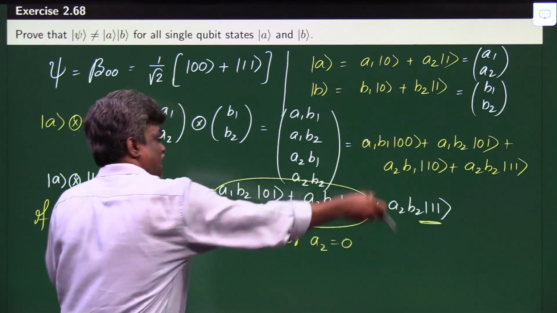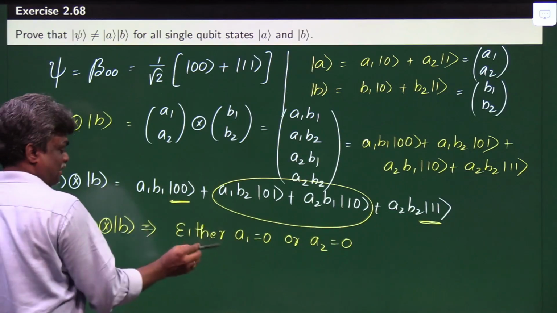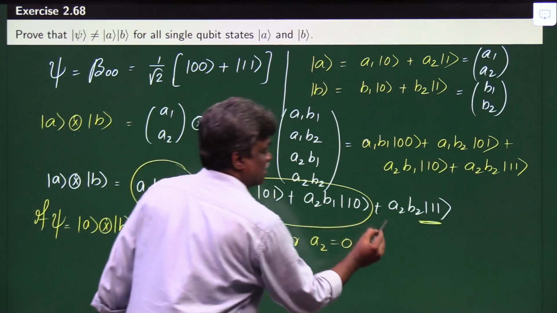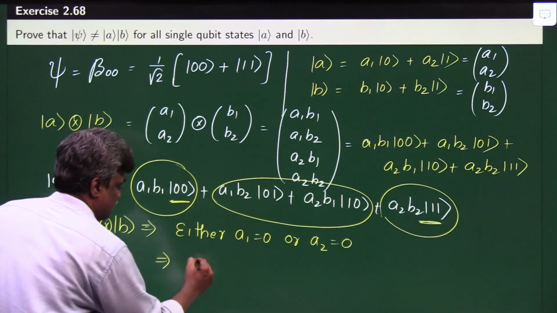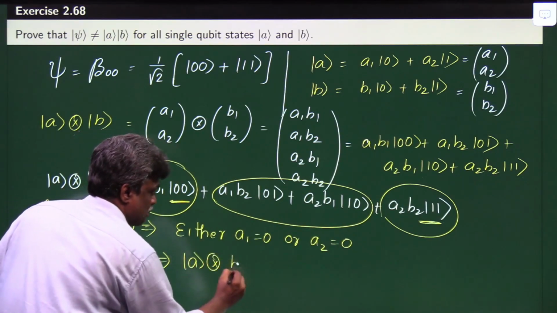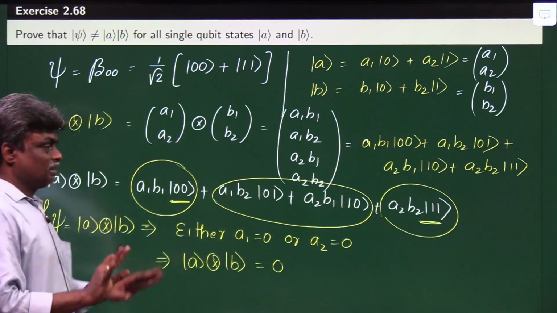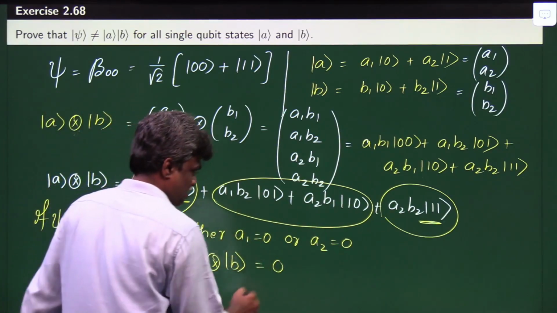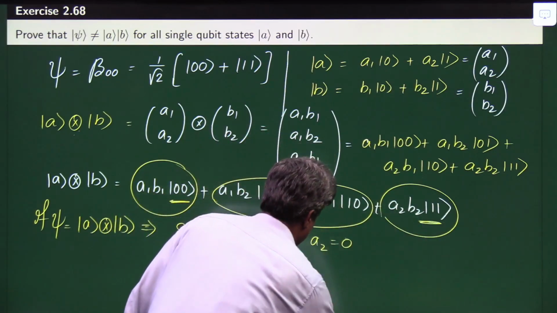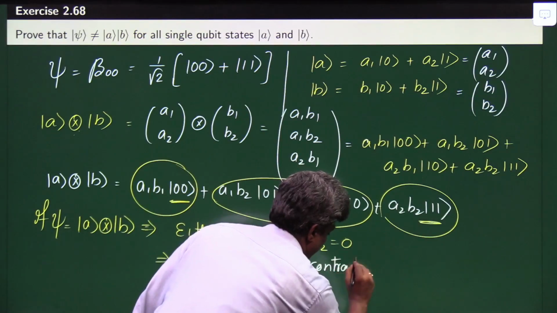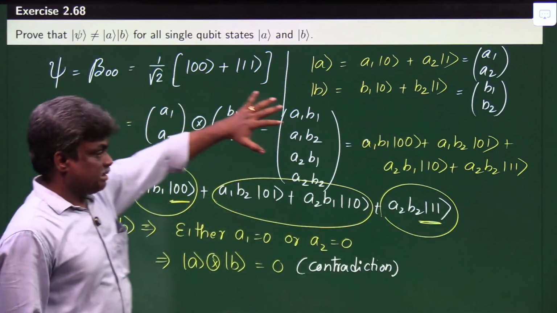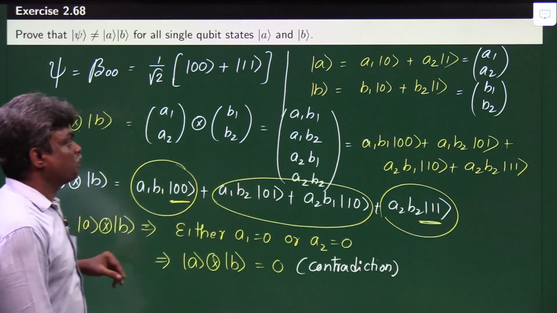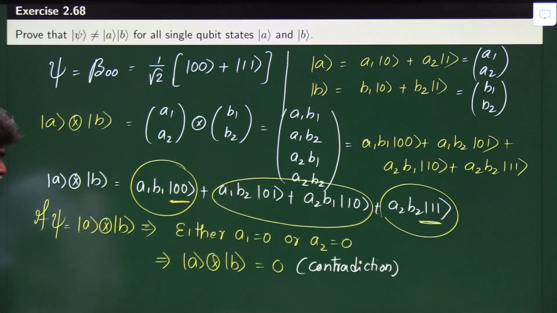If you take this and substitute back, what happened? This state also becomes 0 and this state also becomes 0. So finally, what we are getting is that this A tensor B product becomes 0. So that is a contradiction. That's why we cannot write this Bell state as a tensor product of two single qubit states. Okay, right. Go to the next question.